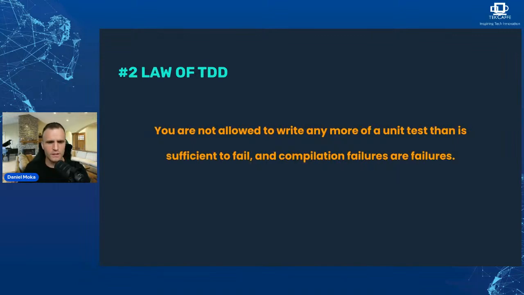Second, we have a second law of TDD. You are not allowed to write any more of a unit test than is sufficient to fail, and compilation failures are also failures. This law helps us to take baby steps. Once we have a failing test, which can be a compilation failure, we need to stop because of the second law of TDD. We need to stop, and we need to start implementing the code.